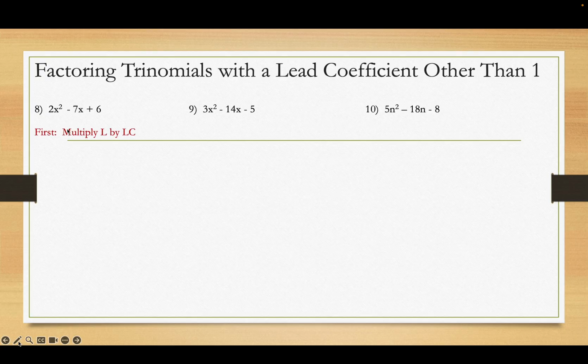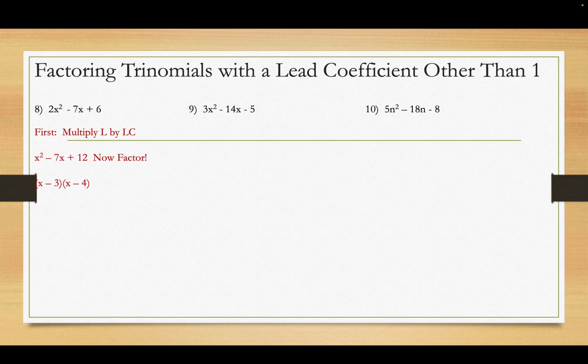When that happens, I have to multiply the last number by the lead coefficient. In this case, I have to multiply it by 2. And that gives me x squared minus 7x plus 12, because that 2 that was the lead coefficient gets multiplied by the 6. 6 times 2 is 12. Now I just factor that. I'm going to get x minus 3 times x minus 4.